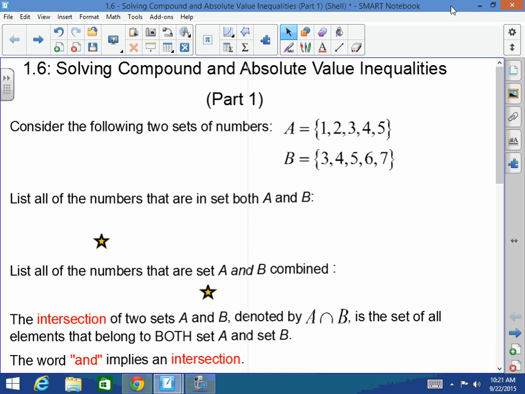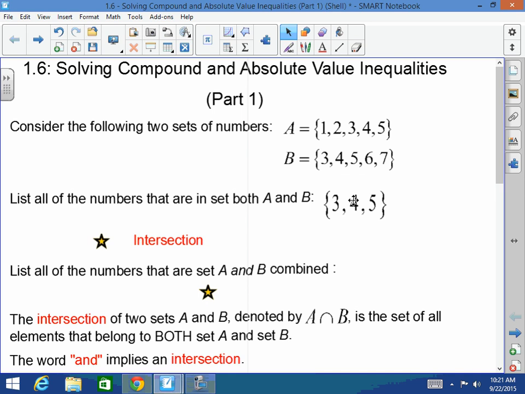Before we start looking at the inequalities, let's consider the following two sets. You have set A, which is 1, 2, 3, 4, 5, and you have set B, which is 3, 4, 5, 6, and 7. If I ask you to list all the numbers that are in both A and B, you should hopefully see that 3, 4, and 5 are shared in both sets. These are the values that are in both sets.